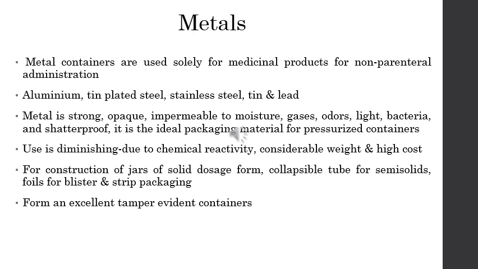The use of metal containers is diminishing or limited because of their chemical reactivity, high weight and cost. Metals can be used for construction of jars, collapsible tubes for semi-solids, and foils which are used for blister and strip packaging, and they form an excellent tamper evident container. So if we tamper with the product present in a metal container, we can easily find out that the tampering is done.